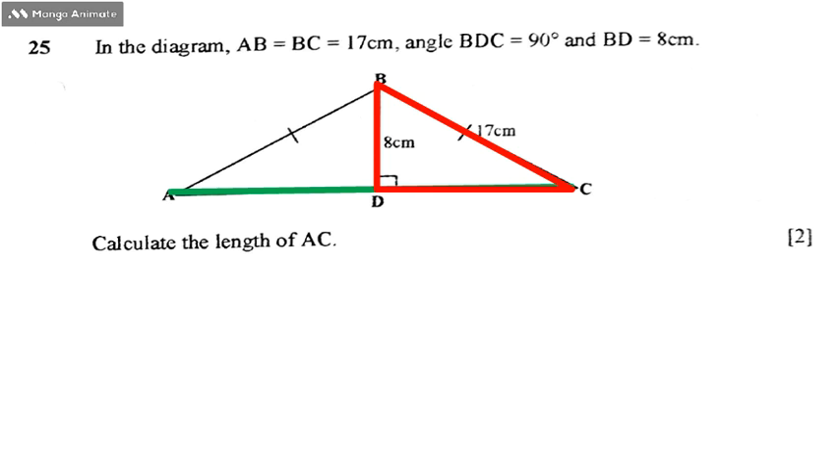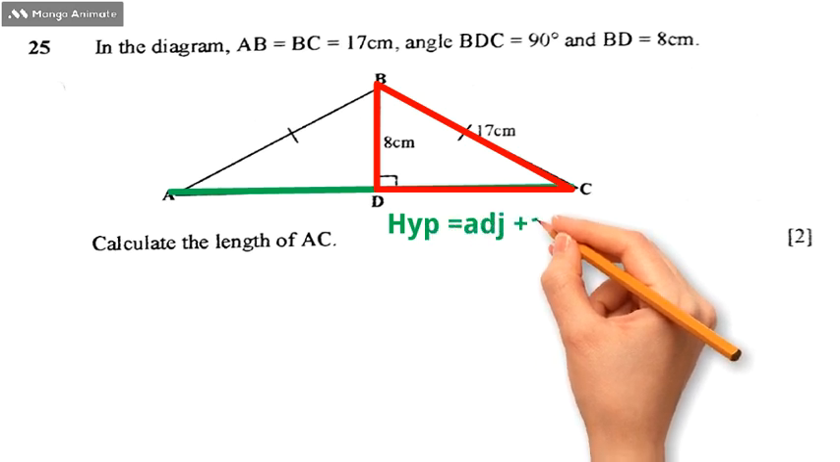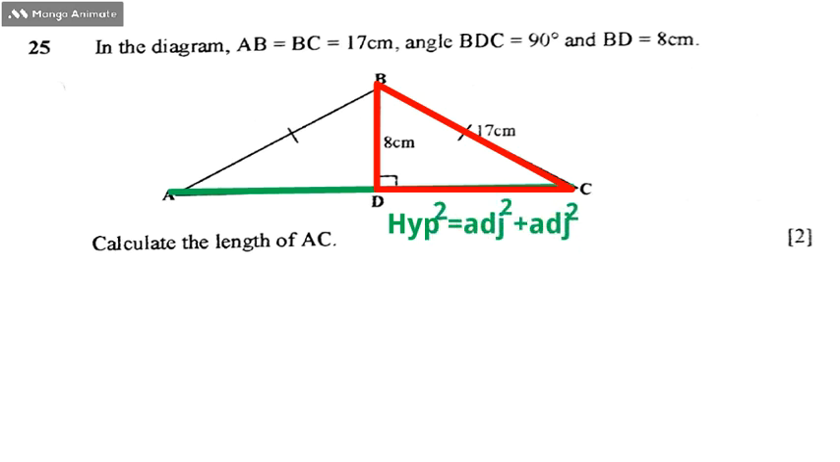Okay, so what I'm going to do is use Pythagoras theorem. I'm going to write hypotenuse squared is equal to adjacent squared plus adjacent squared. So what is the hypotenuse? The hypotenuse in this triangle BCD is BC, so that is 17 centimeters. I'm going to write 17 centimeters squared, which is equal to 8 centimeters squared, since BD is 8 centimeters, plus adjacent squared, because DC is not given, which is the other adjacent side. So I'm going to write that.